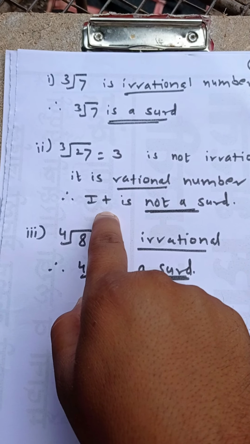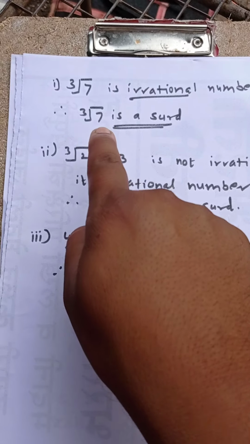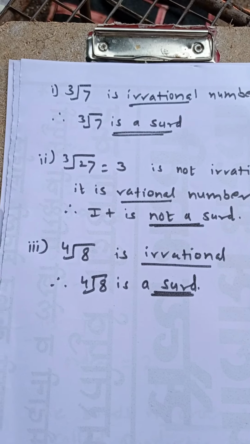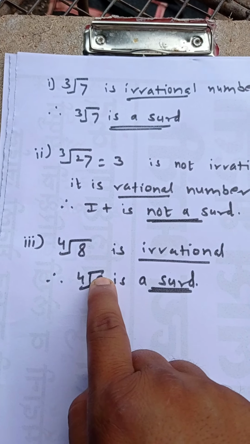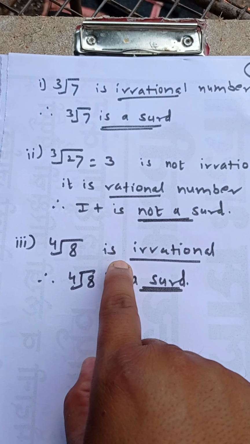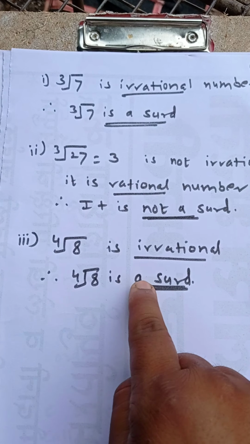So it is very simple to find out. When we get the root, or we are able to tell the root, then that is rational, and if we cannot find out that root, then it is an irrational number. Again, one more example: the fourth root of 8. The fourth root of 8 is an irrational number, we cannot find out its answer. So the fourth root of 8 is a surd.